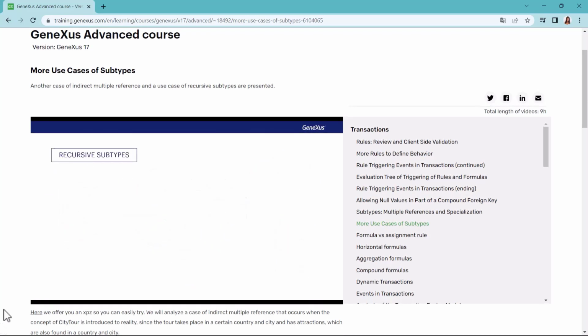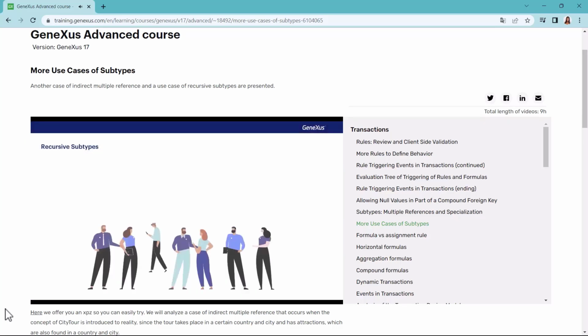We also presented a use case of recursive subtypes, where an entity had to be self-referenced. This was the reality where we represented the information of the employees of the travel agency, where each employee could be, in turn, the manager of one or more other employees.